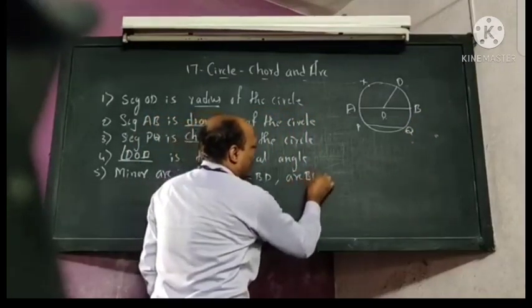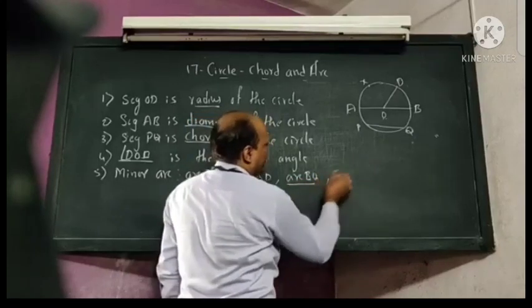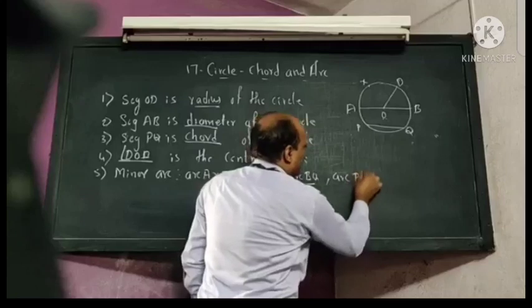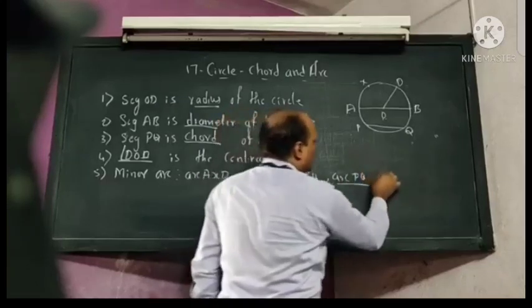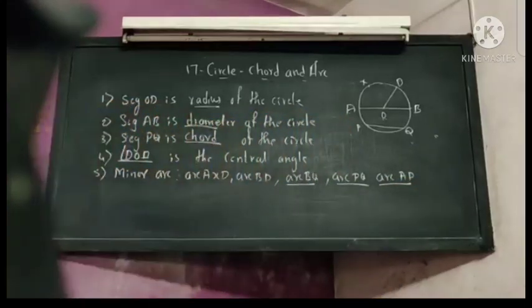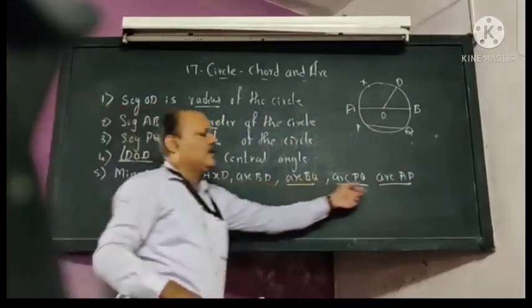Arc BQ. Next is arc QB, or you can write it as PQ. And the last one is arc AP. These are the three minor arcs of the circle. Two are already given in the table, and these are the remaining three.